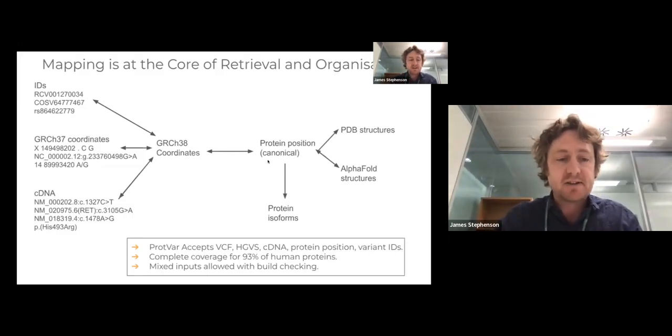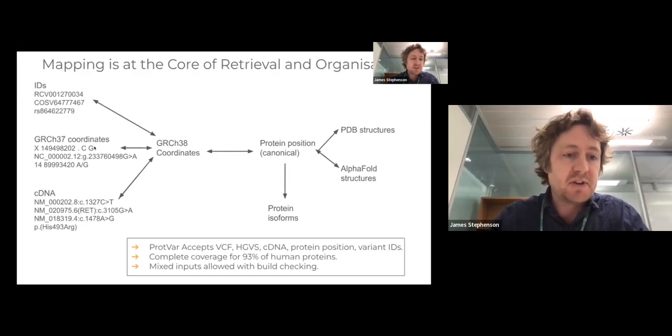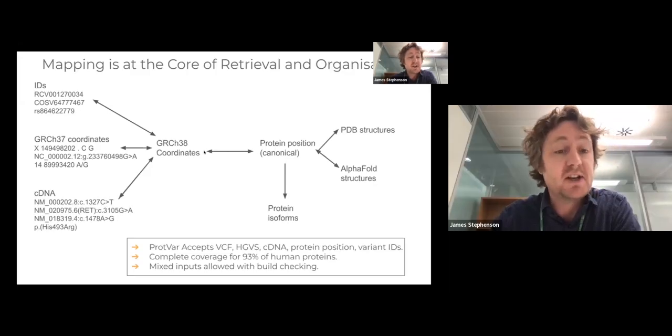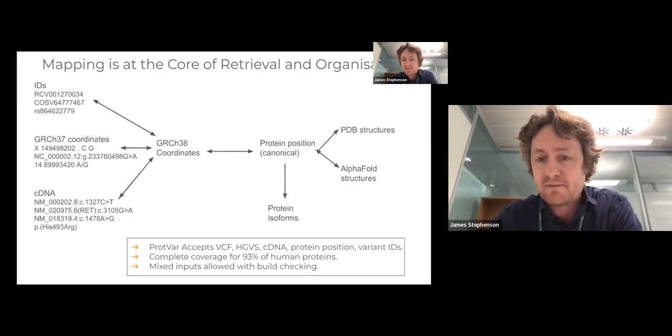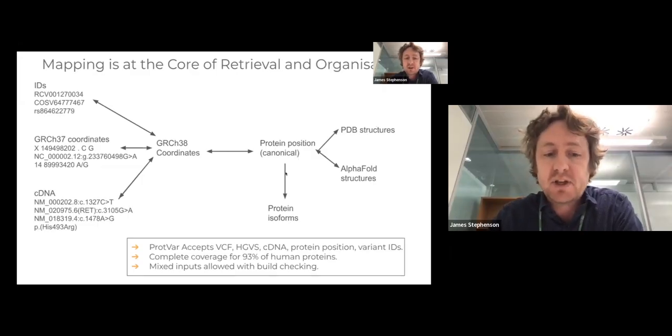If you have a list of variants, perhaps you've got some cDNA variants, perhaps some protein positions or IDs, you can add them all into ProtVar and it will map them all for you. We also do this for GRCh37 or 38. You can enter your variants in either 37 or 38 coordinates. If you don't know which reference assembly you have, then ProtVar will detect it for you. We also map all the way through to isoforms, PDB structures, and AlphaFold structures.